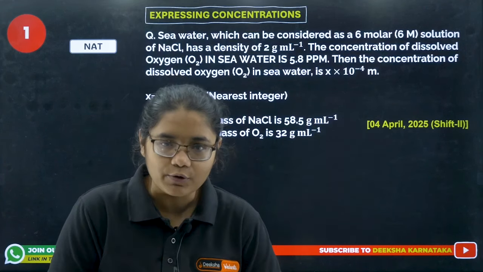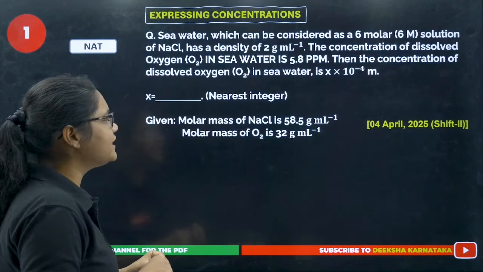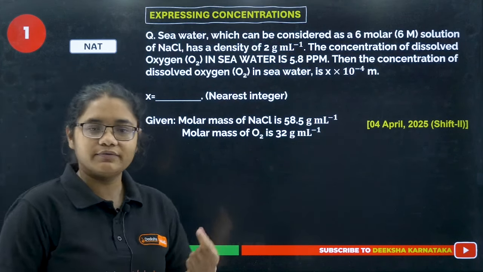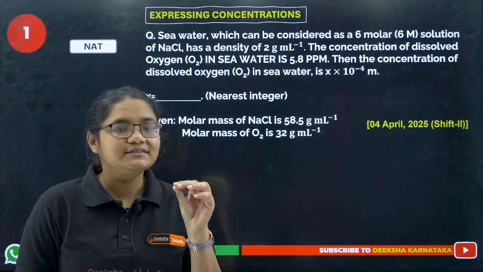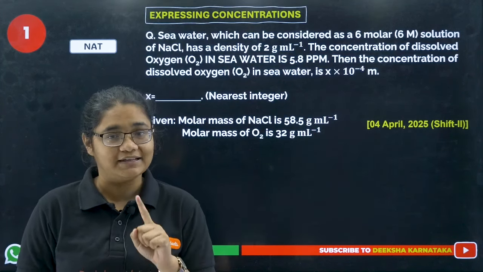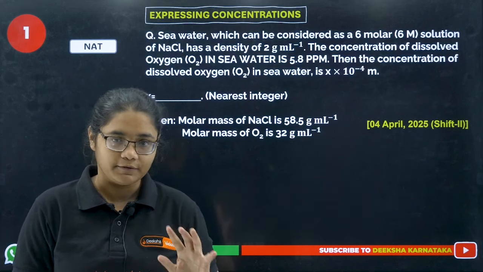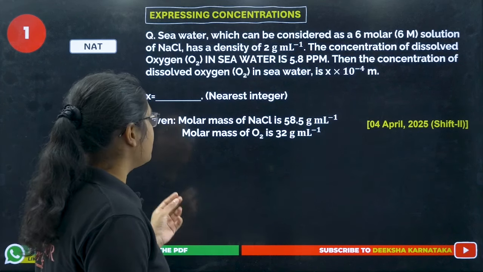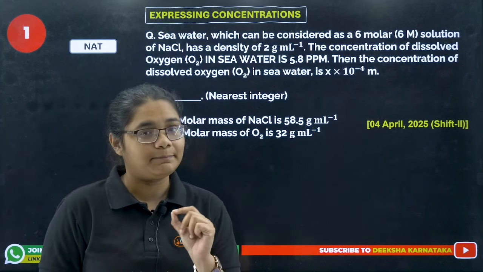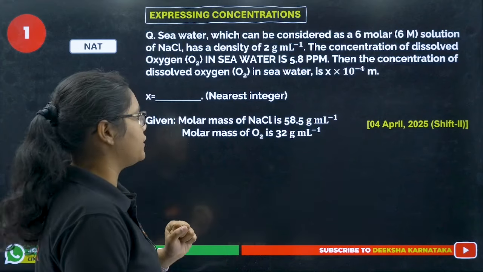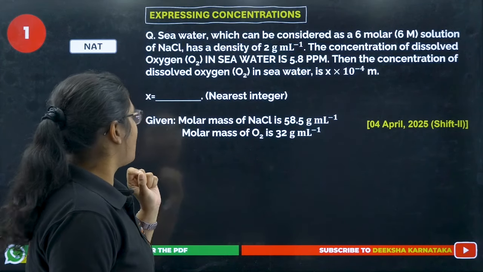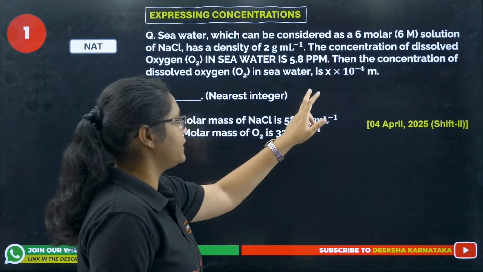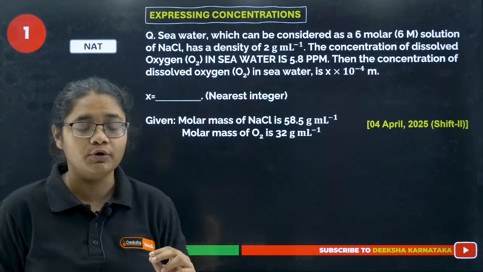Do not repeat that. Okay, so first question here: sea water, which can be considered as a 6 molar solution of NaCl. So we know that in sea water there is salt, so there is 6 molar NaCl, meaning 6 moles of NaCl is present in 1 liter of water, right? It has a density of 2 gram per ml. The concentration of dissolved oxygen in sea water is 5.8 ppm. So there is also oxygen dissolved in that water, 5.8 ppm. Then the concentration of dissolved oxygen in sea water is x into 10 to the power of -4 molal.